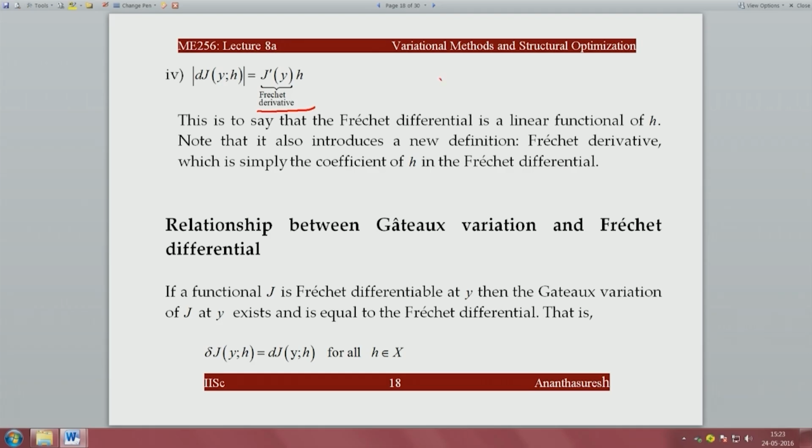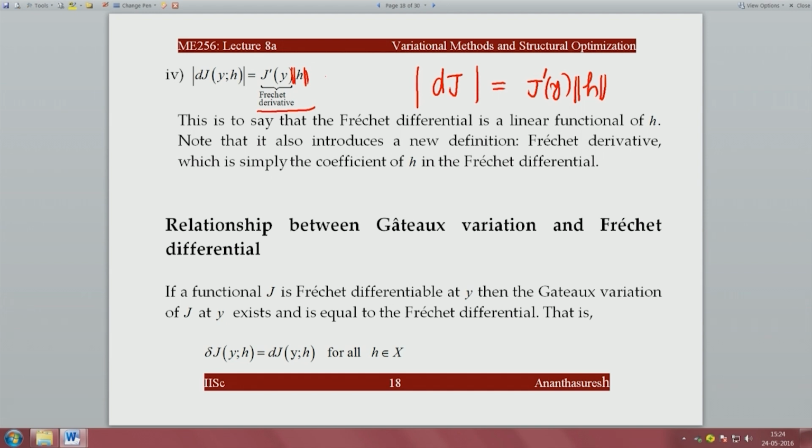Basically what you say is that we just define the Fréchet differential dJ, and if we take the absolute value of that, because remember J is a functional and the Fréchet differential is a functional, as is the Gateaux variation, you can take the absolute value because that is basically a real number. That absolute value, if I write that as J prime of y, is called the Fréchet derivative, and we have to take the norm of this h, which will also be a number. So, here there should be a norm, and that becomes what is called the Fréchet derivative. Okay.